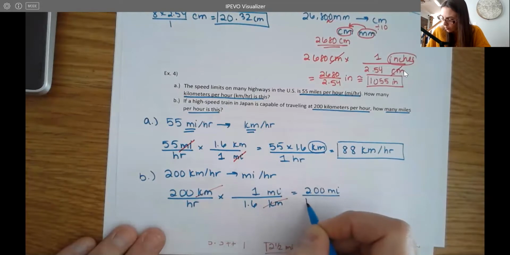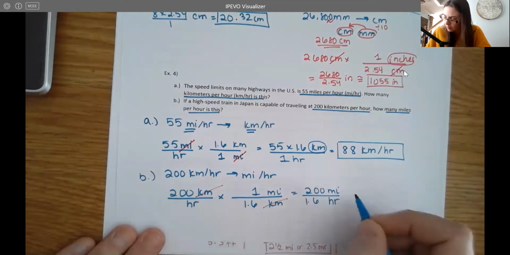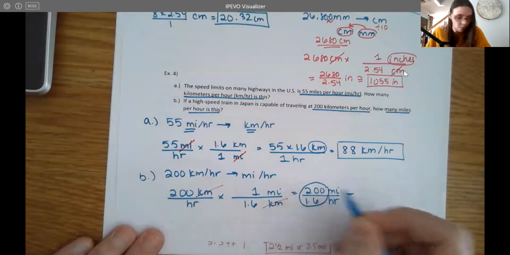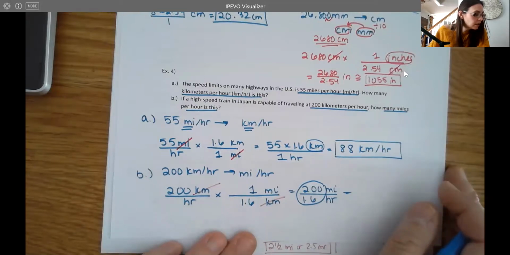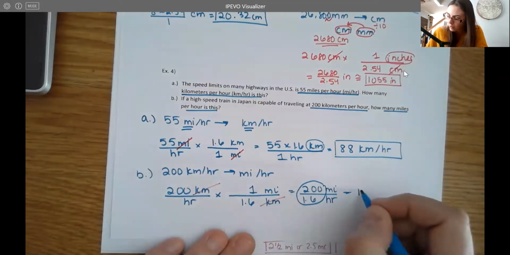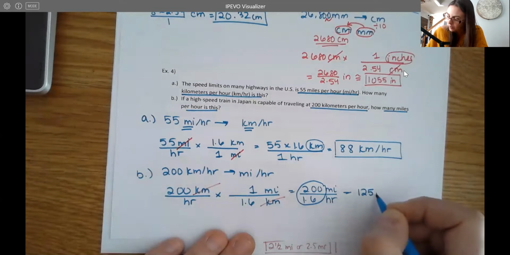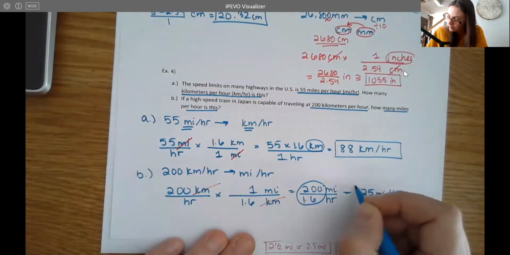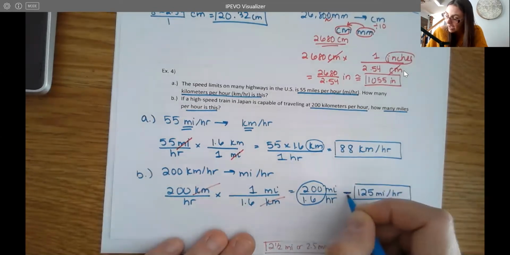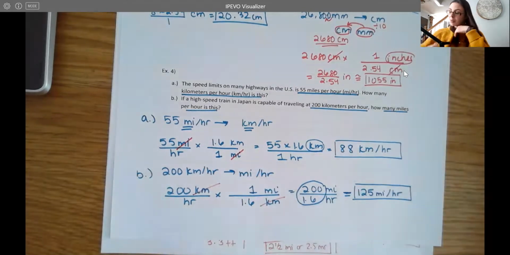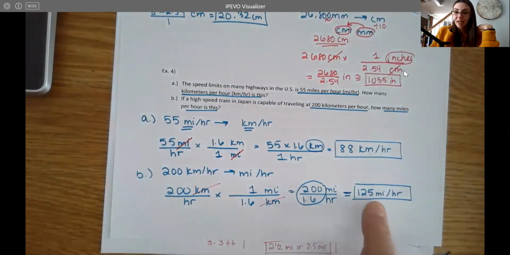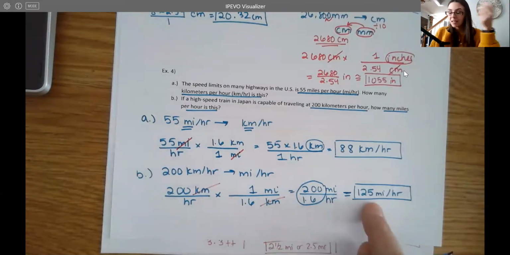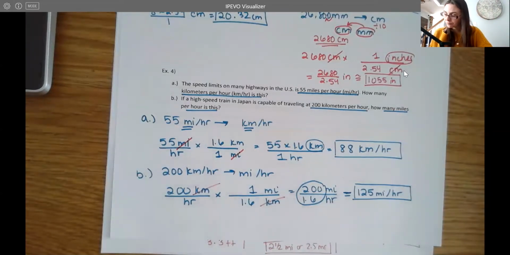And then on the bottom I have 1.6, again, hour. So when I do 200 divided by 1.6, let's see, I get 125, and my units are miles per hour. So a high-speed train that's traveling 200 kilometers per hour can go 125 miles per hour. So most of our highways are probably 55 to 65 miles per hour. So that's really, really fast, right? That's over double that speed. So that's a very fast train.